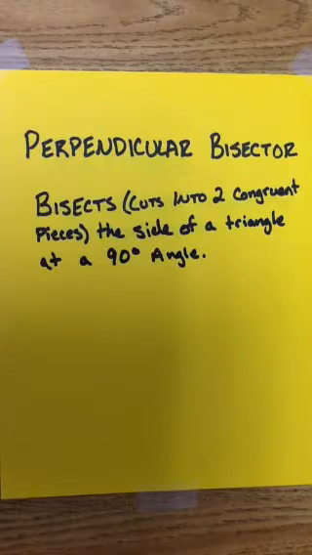Welcome. Today we're going to talk about perpendicular bisectors. So as we're looking at perpendicular bisectors, it's exactly what it says. Perpendicular tells us that it's going to create a 90-degree angle. The word bisector means it's going to cut into two congruent pieces the same side of the triangle that we are going to say is perpendicular.